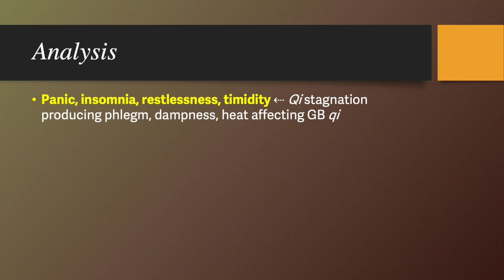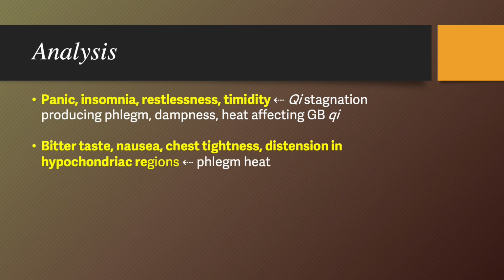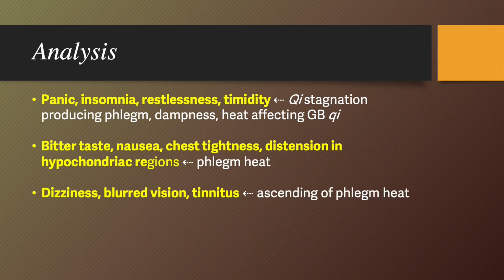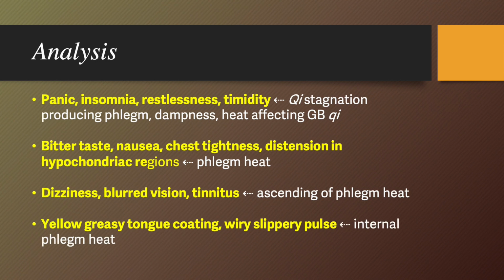Qi stagnation may produce phlegm, dampness, and heat to affect gallbladder qi, leading to panic, insomnia, restlessness, and timidity. Phlegm heat may cause a bitter taste, nausea, chest tightness, and distension in the hypochondriac regions. Ascending of phlegm heat may cause dizziness, blurred vision, and tinnitus. A yellow greasy tongue coating and a wiry slippery pulse are typical signs of internal phlegm heat.